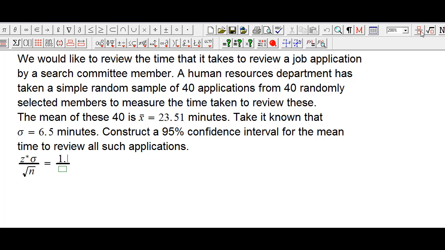So here we have 1.96 times how much? 6.5, right? And divided by the square root of n. That sounds very good. So it's about what? 2.014 minutes, right? Go ahead, Brogan.